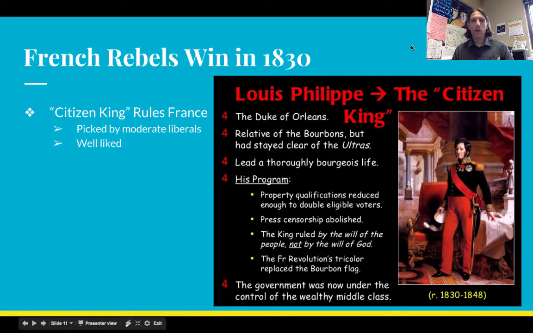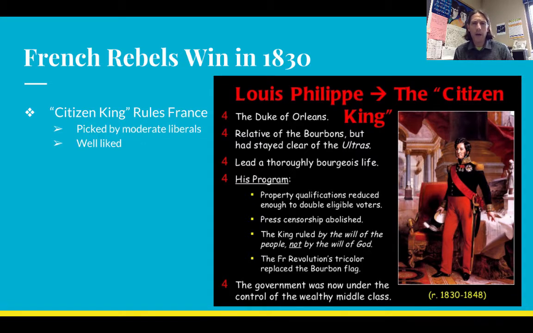So Louis Philippe, the Citizen King, the reason he takes on the nickname Citizen King is not because he didn't want the awesome, the terrific, the great, like maybe some other people take on. What he really wants to do is he wants to clearly highlight this point right here, that the king rules by the will of the people, the citizens, not by the will of God.